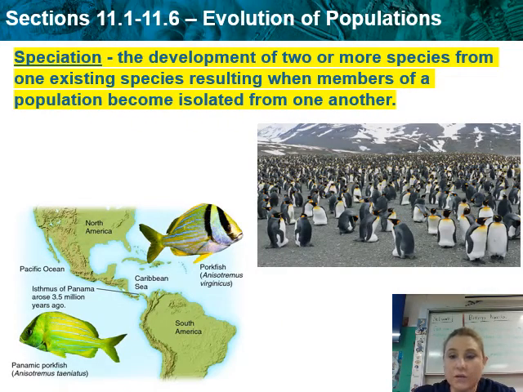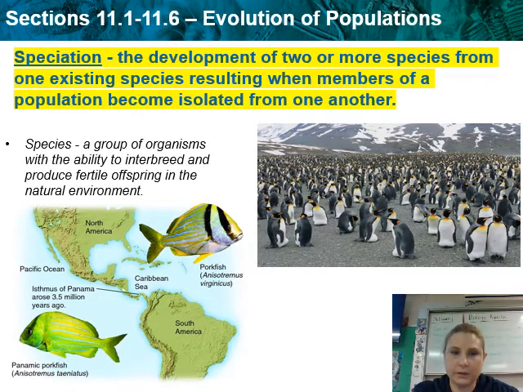When things change over time like that, we can have the development of 2 or more species from one existing species, and that results when members of one population become isolated from another, so that they're far away from each other for a long period of time, so they start to adapt and change independently from each other.